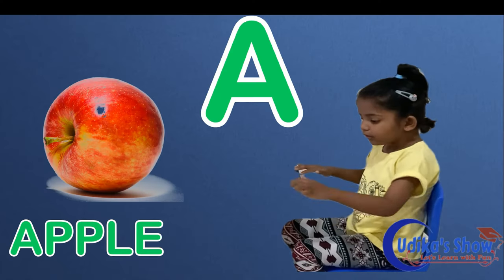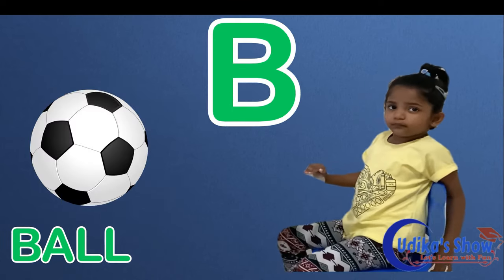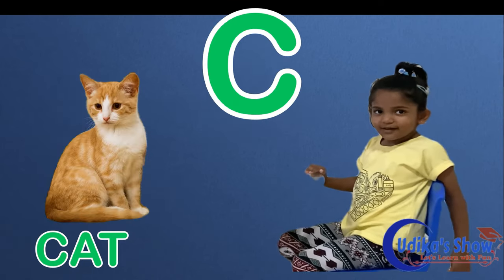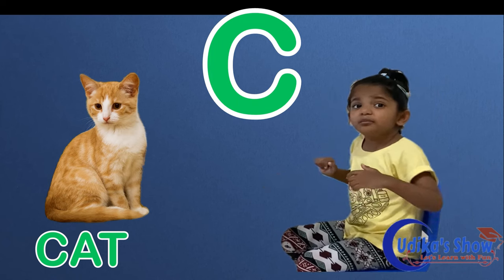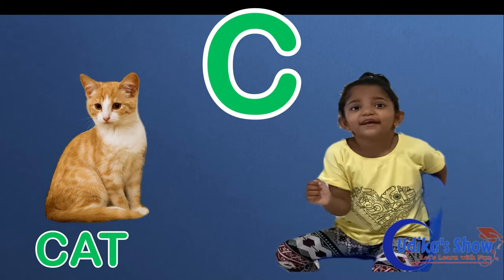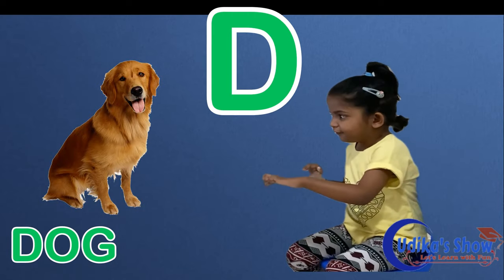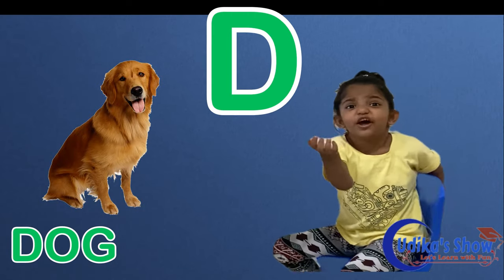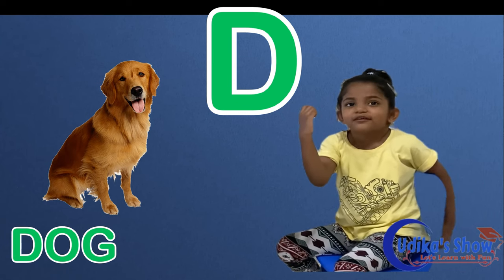Okay, A for? Apple. B for? Ball. C for? Cat. Cat say meow. Ready? Cat say? Meow. D for? Dog say? Woof woof.